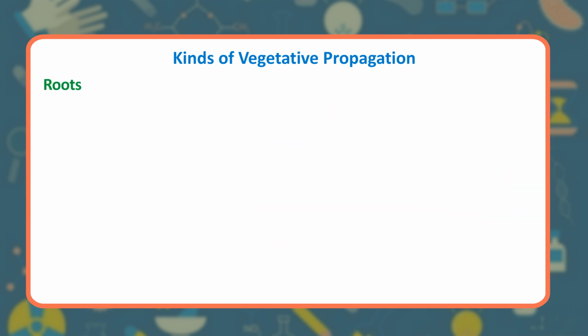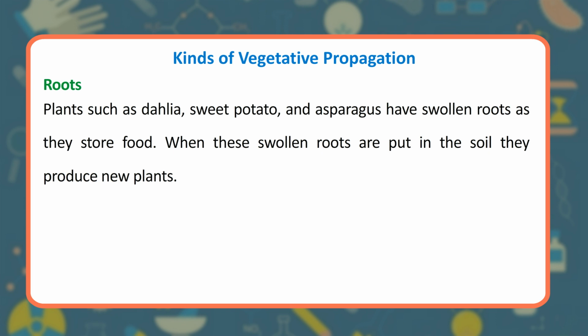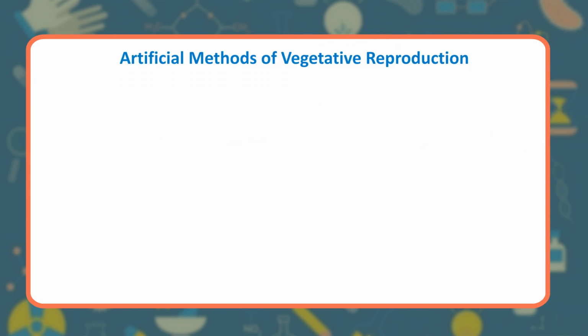plant. Roots. Plants such as dahlia, sweet potato, and asparagus have swollen roots as they store food. When these swollen roots are put in the soil, they produce new plants.